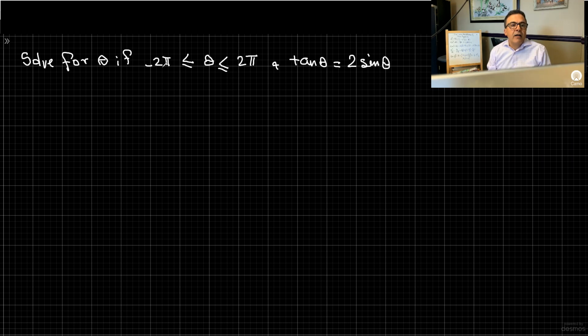So solve for theta if negative 2 pi is less than or equal to theta and theta is less than or equal to 2 pi, where tan theta equals 2 sine theta. So now here is a grade 12 trigonometry question.